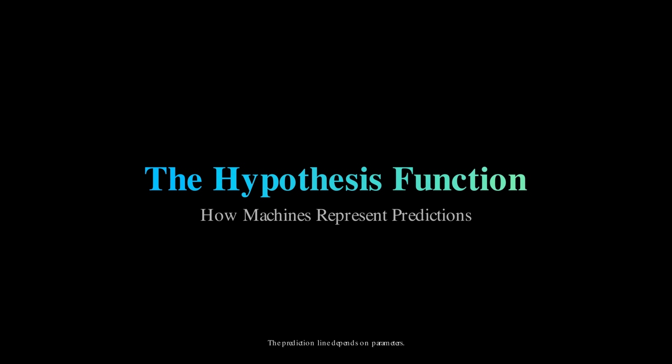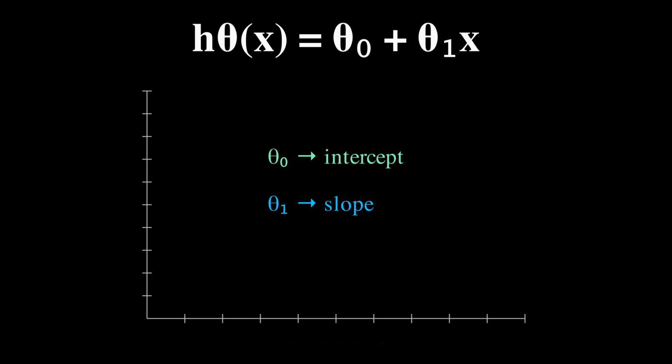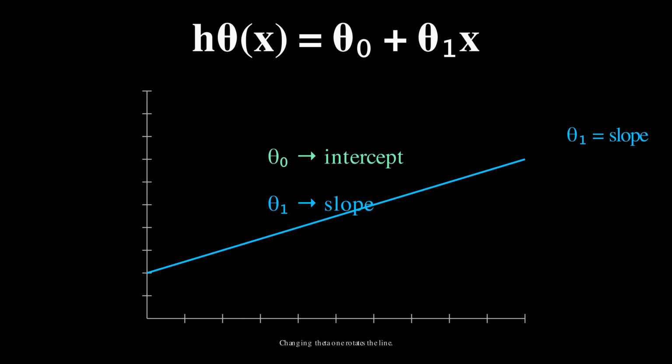The prediction line depends on parameters. Parameters are simply numbers that control the model. By changing these values, the prediction changes too. Theta 0 and theta 1 control the line. Theta 0 decides where the line begins. Theta 1 controls how steep the line becomes. Changing theta 1 rotates the line.